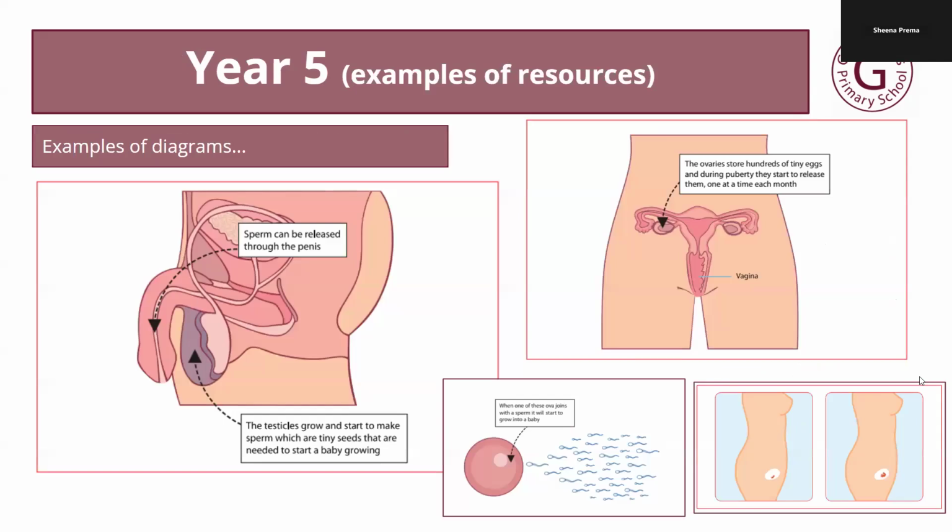So these are some of the diagrams and some of the resources that we will use in the classroom, and these are consistent both across year 5 and year 6. So there's no surprises. The children will have seen these before. They're very scientific, and there are some small explanations attached to the pictures as well.